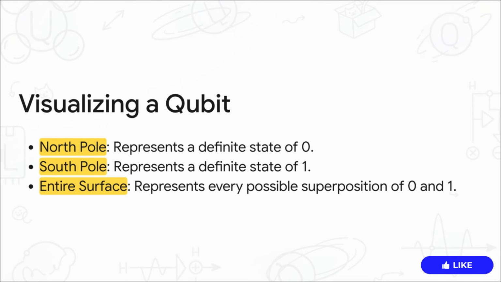Okay, so how do you even picture something like that? Well, physicists have a tool for it called the Bloch Sphere. Just imagine a globe. A regular old computer bit can only be at the very top, the North Pole, let's call that 0, or the very bottom, the South Pole, which is 1. That's it. But a qubit, oh man, a qubit can be anywhere on the entire surface of that globe. Every single point represents a different mix, a unique superposition of 0 and 1.